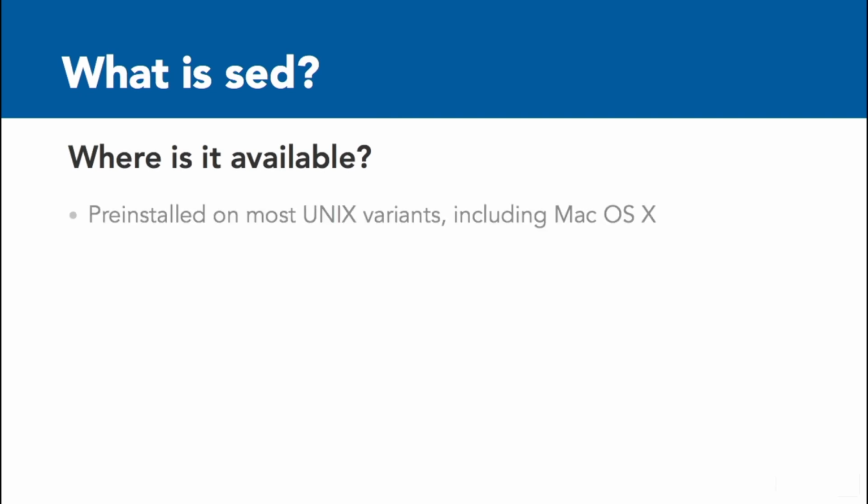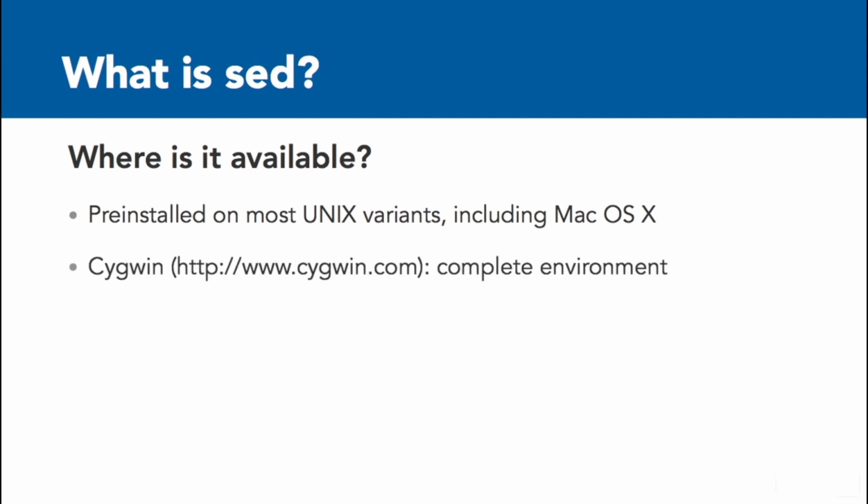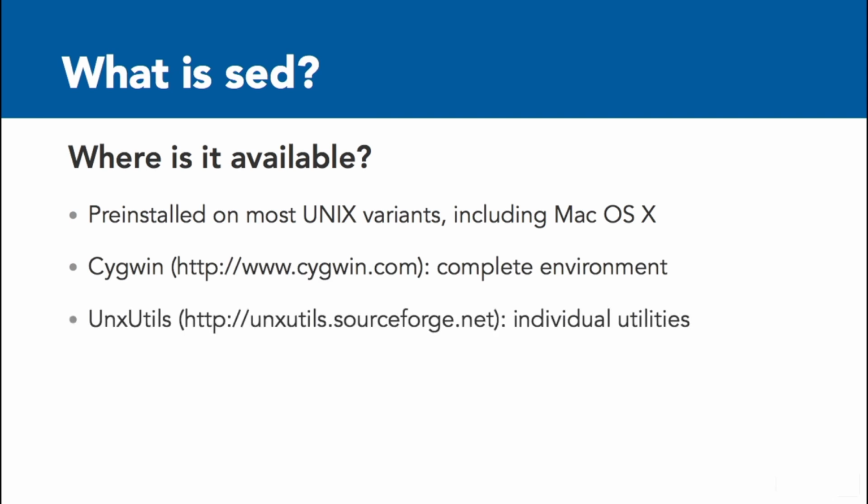Where is SED available? You'll find SED pre-installed on most Unix variants, including Mac OS X. Just open a command line terminal and type SED, and you're good to go. If SED is not pre-installed on your system, you may be able to download it as an install package. To use SED under Windows, you can install Cygwin, which provides a complete Unix-style shell environment, or Unix Utils, which provides individual Unix tools that run directly at the Windows command prompt. Note that there is no I in the Unix Utils URL. Both of these are free, but many other alternatives, both commercial and open source, are available.